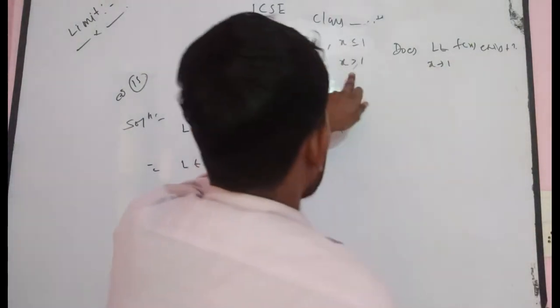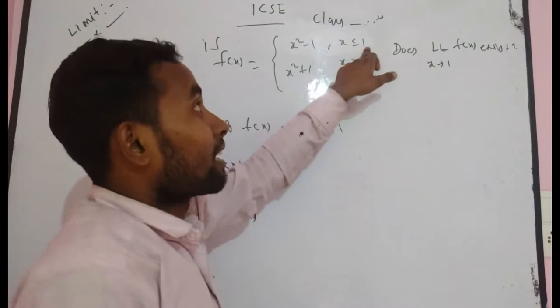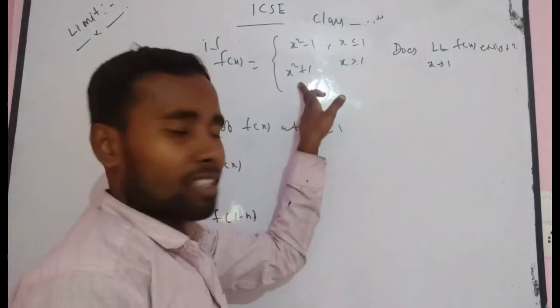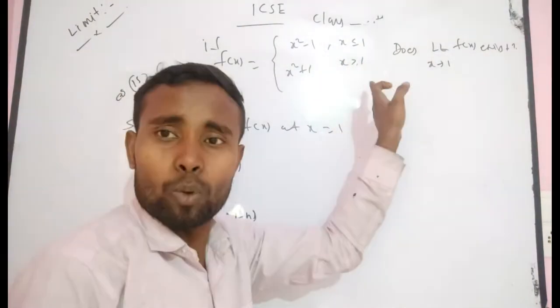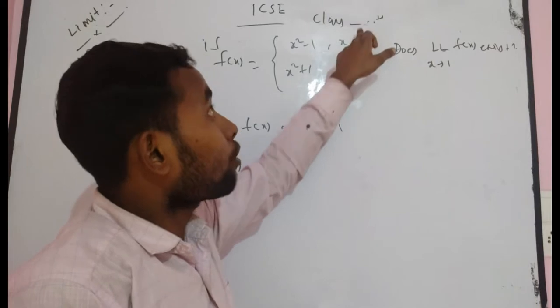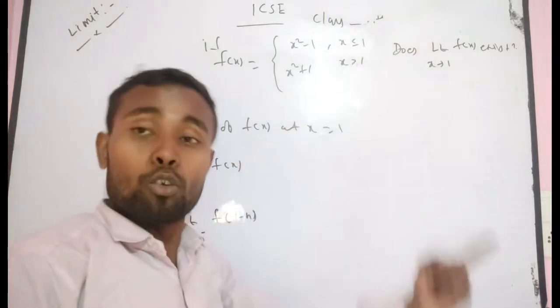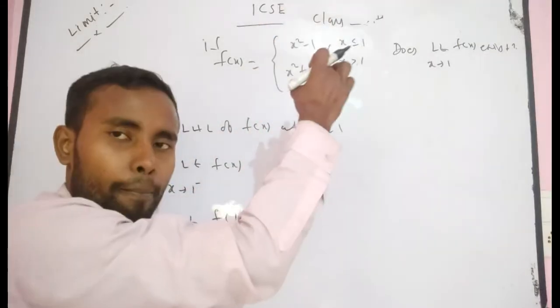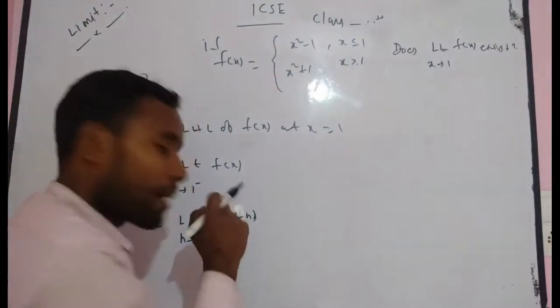Now here you see that there are two functions. Here x is greater than 1. You do not choose this function. Why? Because here it is given x is greater than 1. But in this question you see that here x is less than or equal to 1. So you have to choose this function. And in this function, x is replaced by 1 minus h.